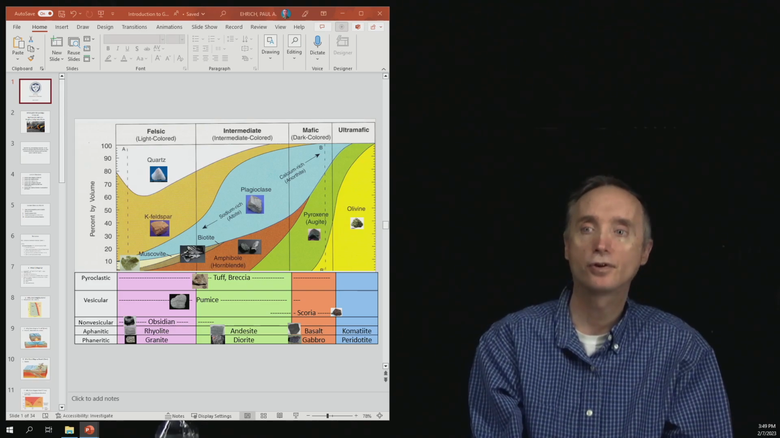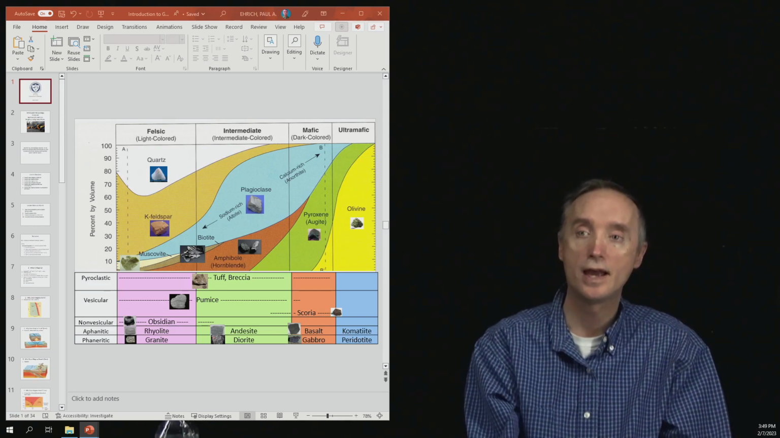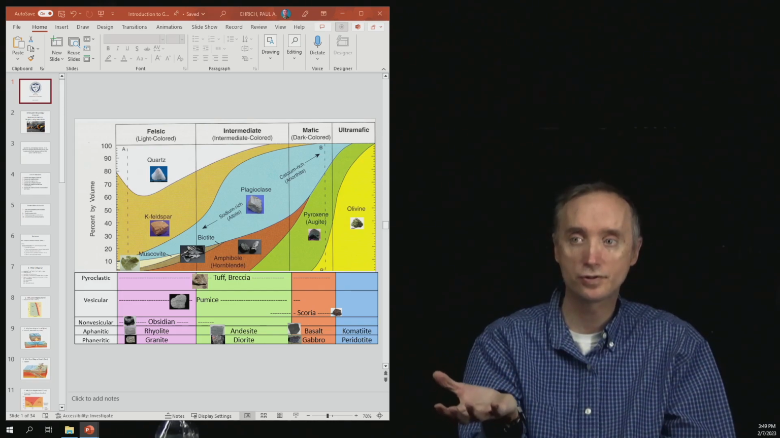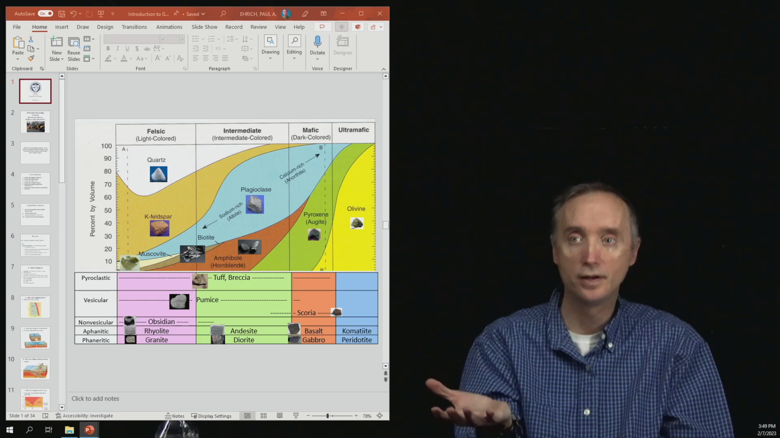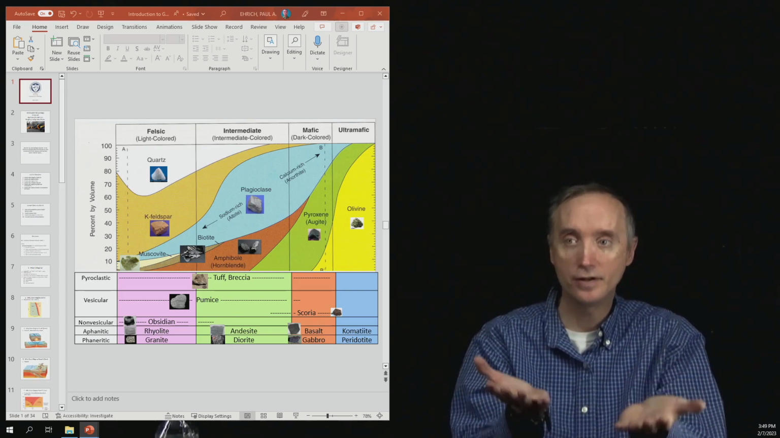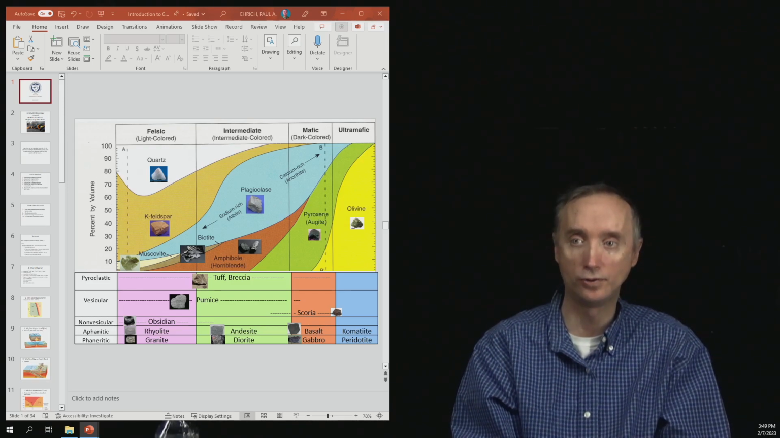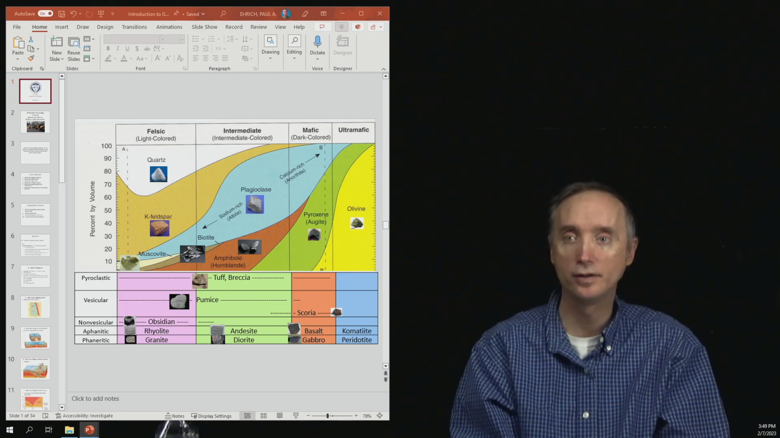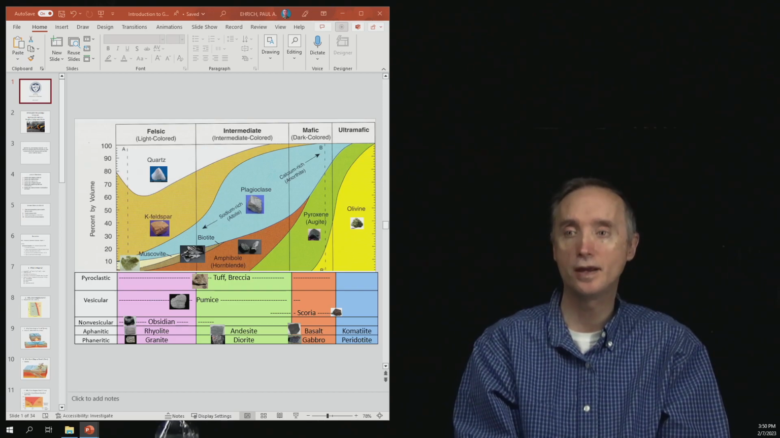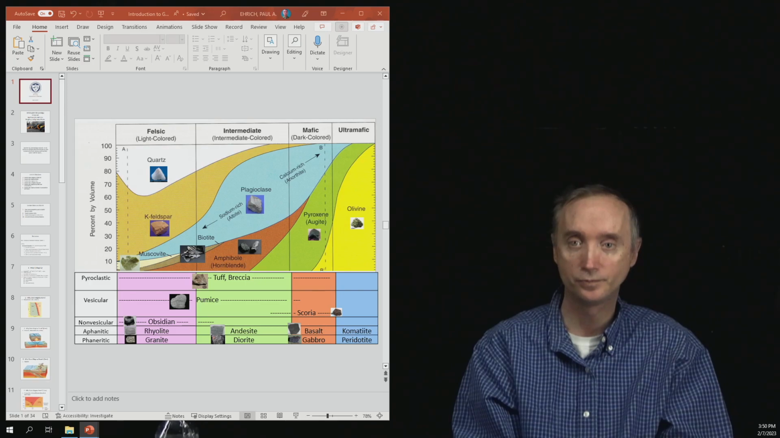Okay, then you're going to have the intermediate rocks. Now, at this point, it's kind of half and half, sodium-rich plagioclase feldspar and calcium-rich plagioclase feldspar. So it's kind of half and half. But you can see that it also has a lot of amphibole, and it's got now a little bit of pyroxene in it. And so this is going to make up the igneous rocks andesite and diorite.